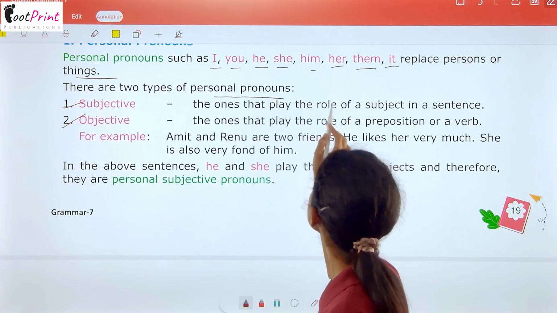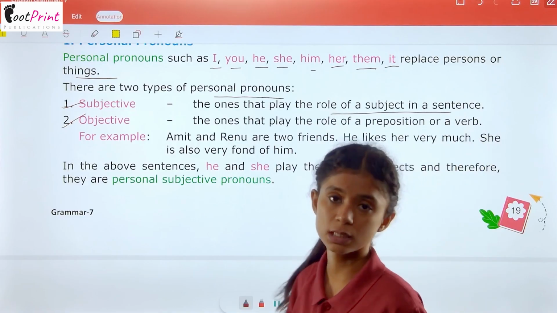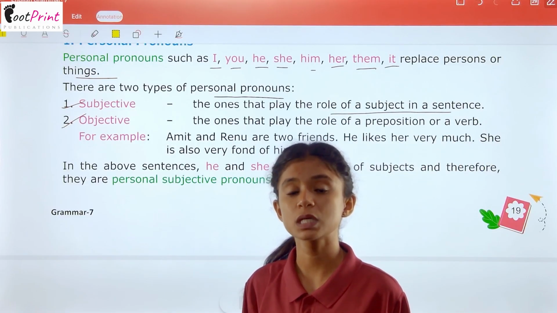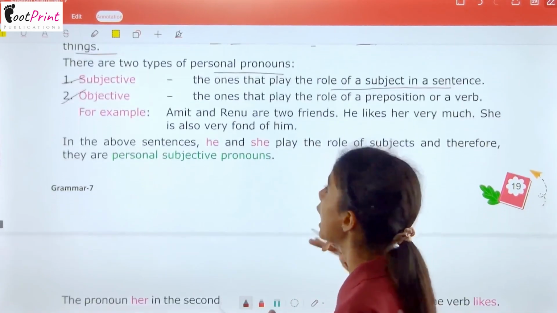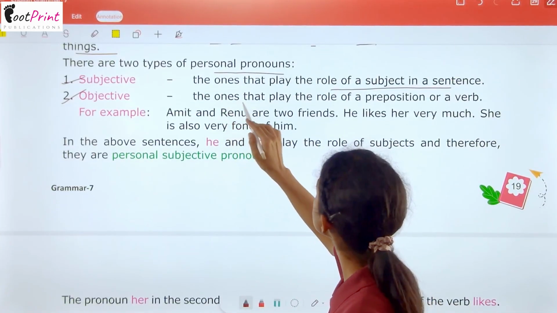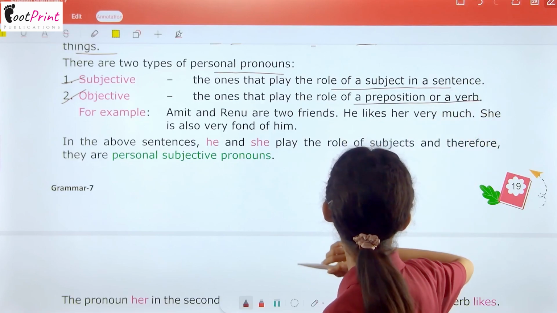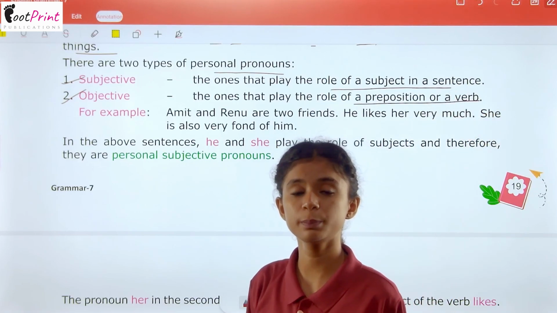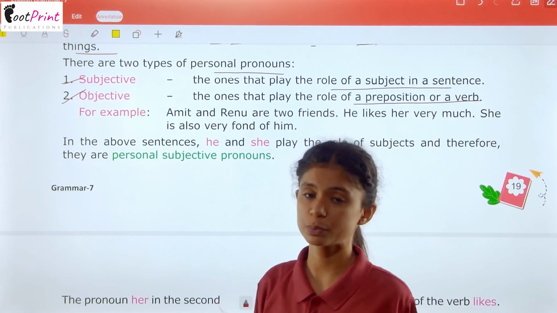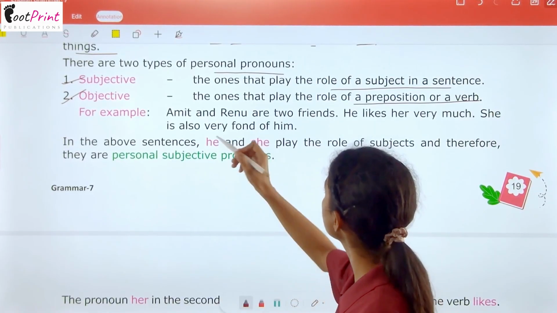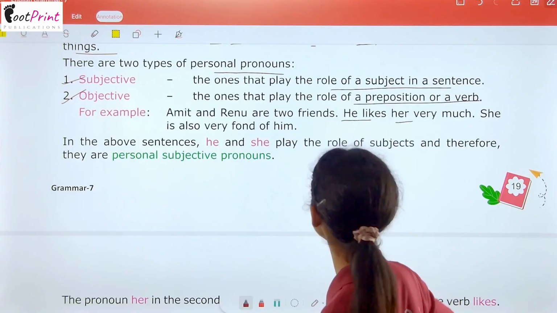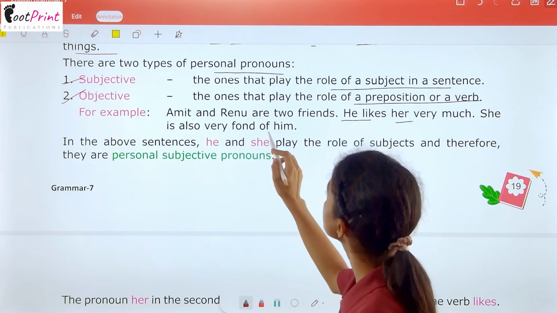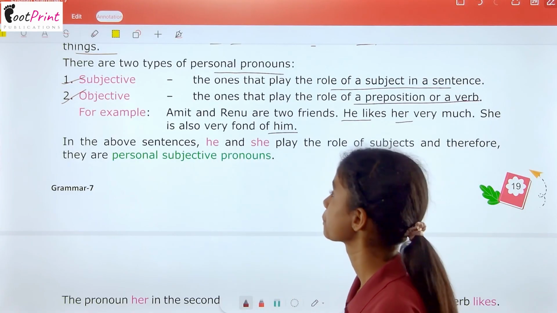Subjectives are the ones that play the role of a subject in a sentence. So the pronouns that have taken the place of the subject in the sentence, and the objective are the ones that take the place of the object, the preposition or the verb. For example, Amit and Renu are 2 friends. He likes her very much. She is also very fond of him.